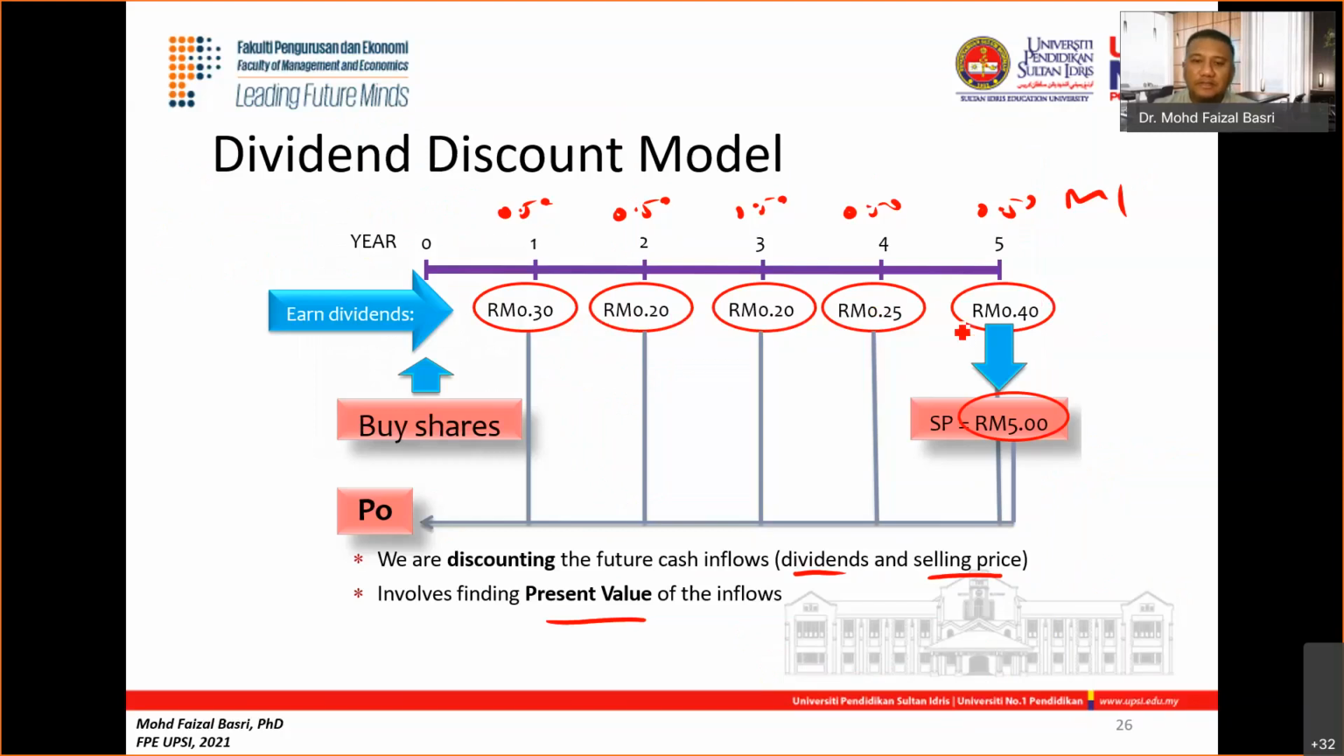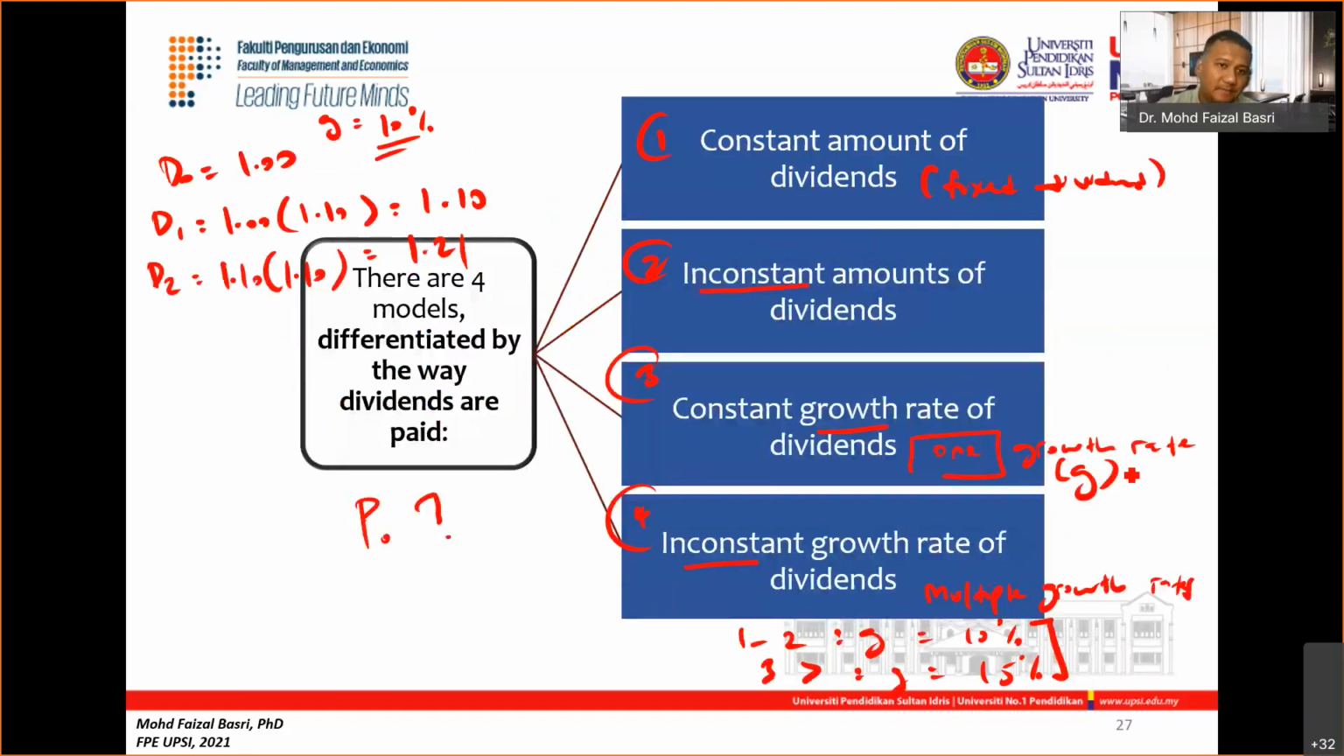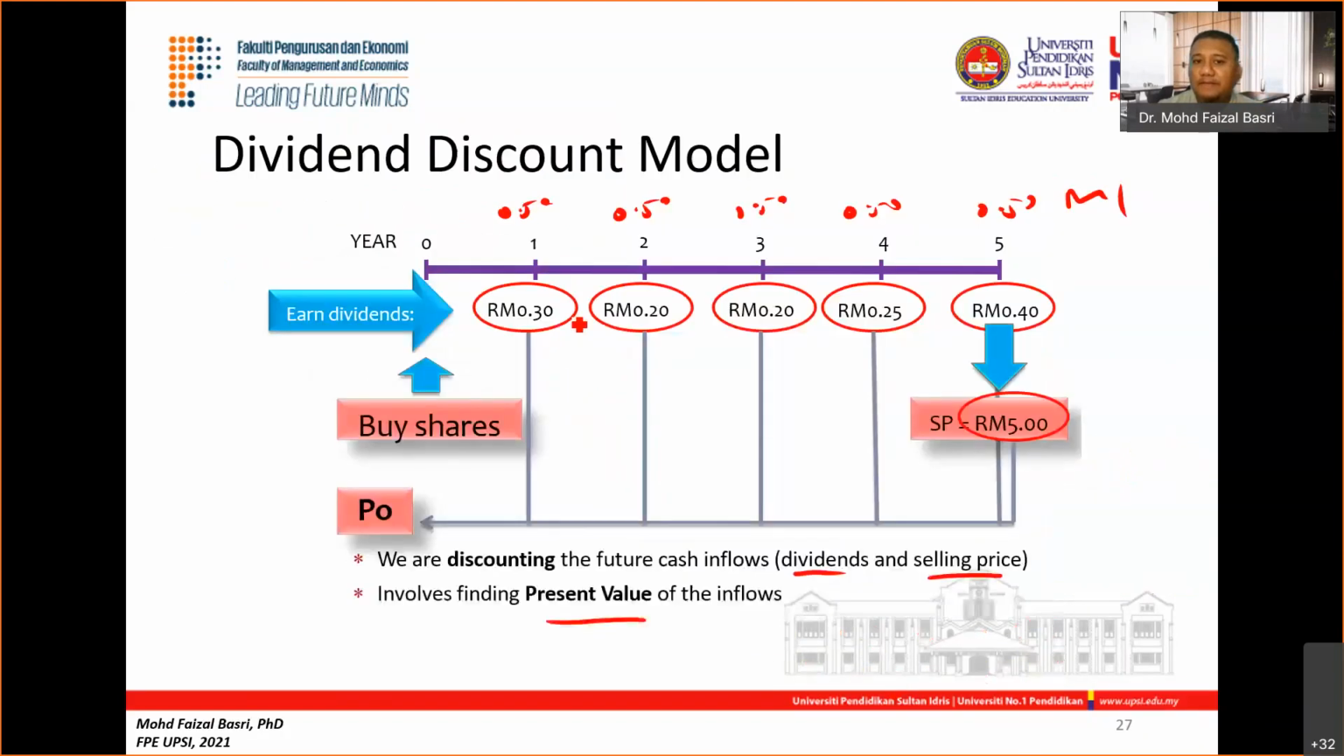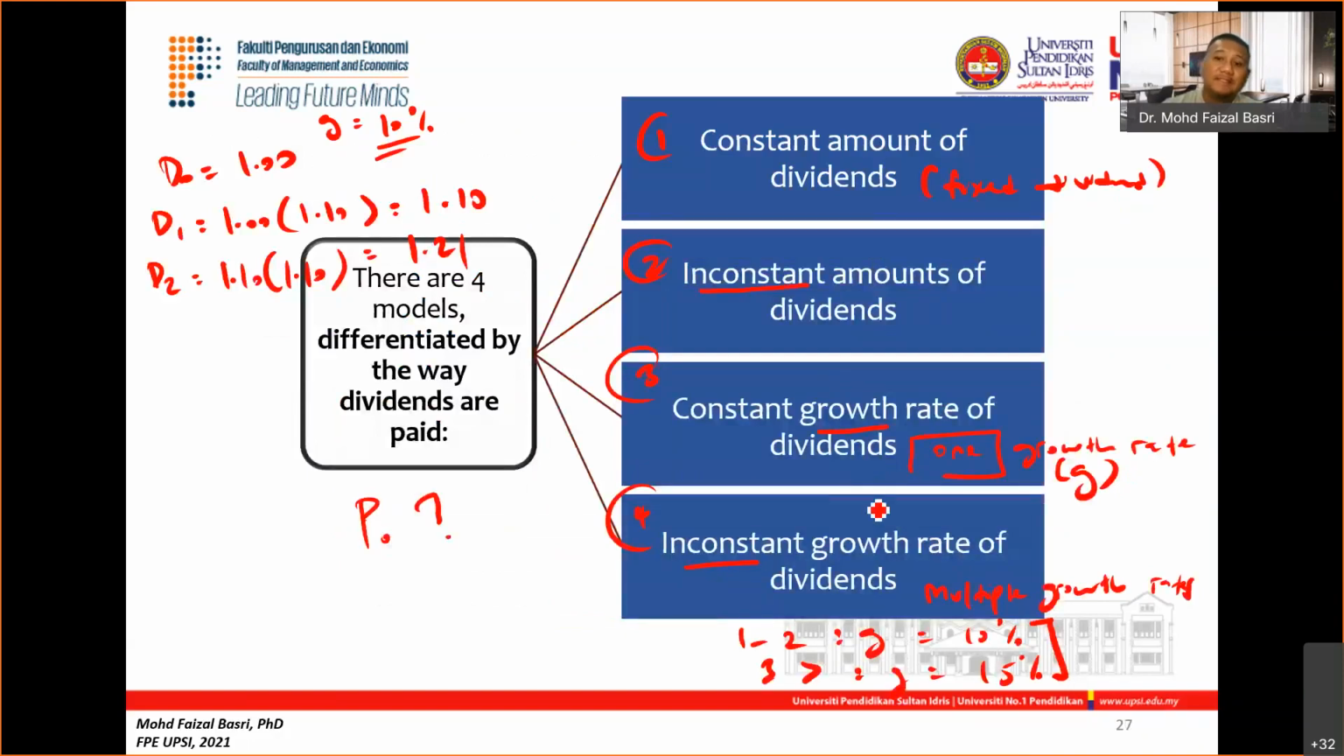But for model 3 and 4, you're going to see some patterns. They will increase every year, but with a pattern. What pattern? By the growth rates. For number 2, it will move randomly. The amount of dividend will be different every year, randomly. But 3 and 4 will grow at a certain pattern, by the growth rates. For number 3, just one growth rate. For number 4, they have multiple growth rates. But somehow we can see the pattern of improvement in terms of the returns.